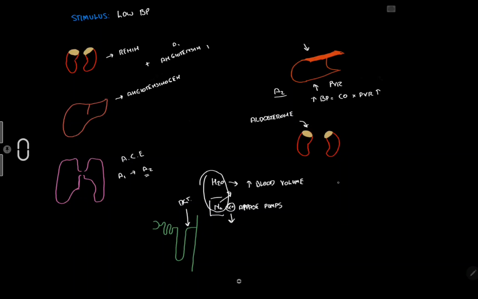And if you increase that, you increase cardiac output. And again, we go back up out to our chart here. Aldosterone increases the cardiac output. Angiotensin 2 increases the peripheral vascular resistance on arterial smooth muscle. And again, with increased blood pressure.